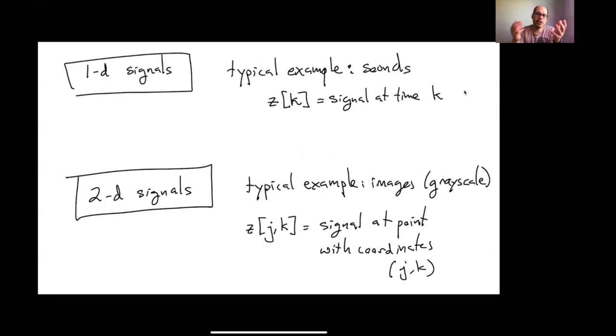So the starting point is we understand how to deal with one-dimensional signals. Typically these we imagine are maybe sounds where at time k we imagine this is the strength or maybe amplitude of the sound signal. For two-dimensional signals we might imagine that we're thinking about images, for example, given in grayscale, where at any given coordinate, say with x coordinate j and y coordinate k, we have some particular value or level on the grayscale between black and white.